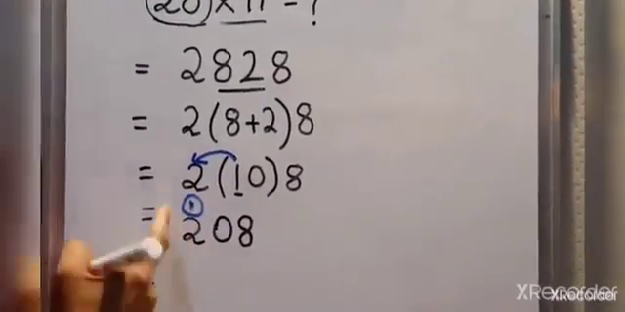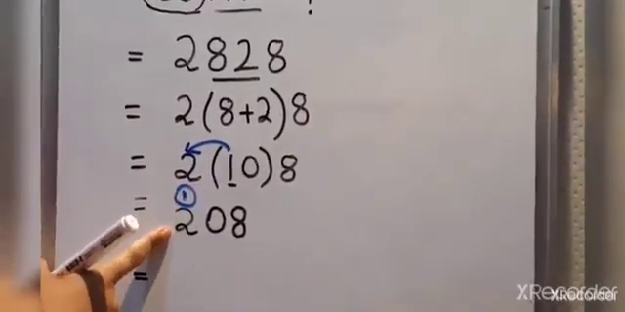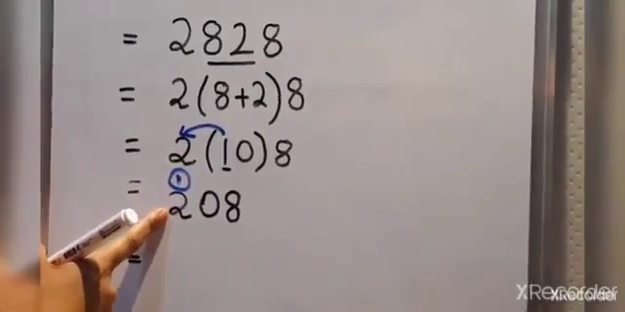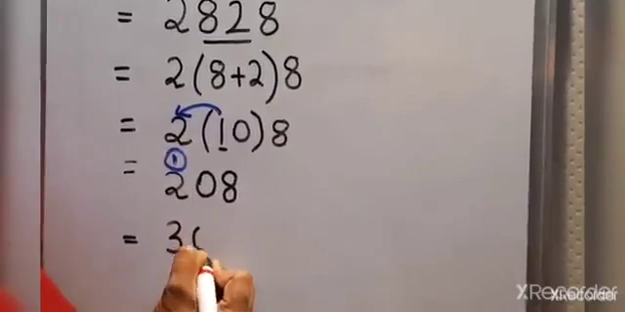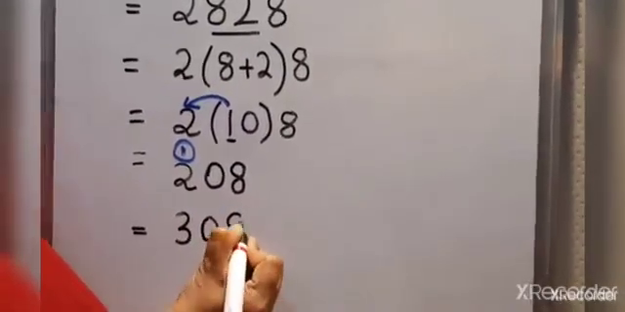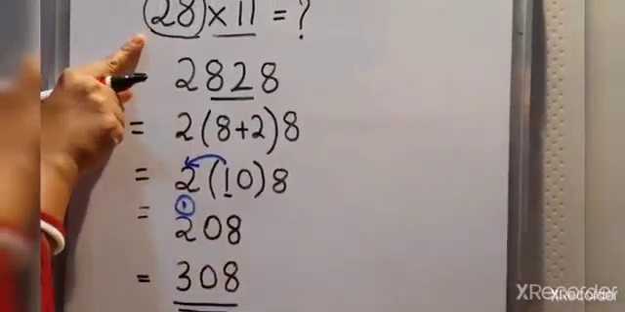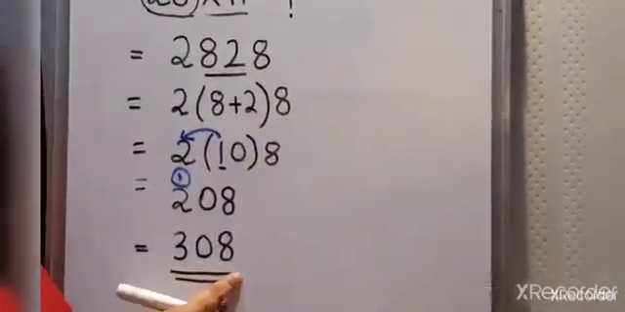Now the number which we have carried over, we have to add, like how we normally add the carry over. 1 plus 2. 1 plus 2 is 3. So here it will be 3, then 0 and then 8. So children, 28 multiplied by 11 is 308.